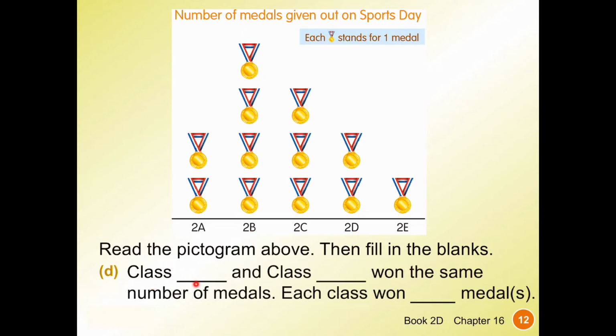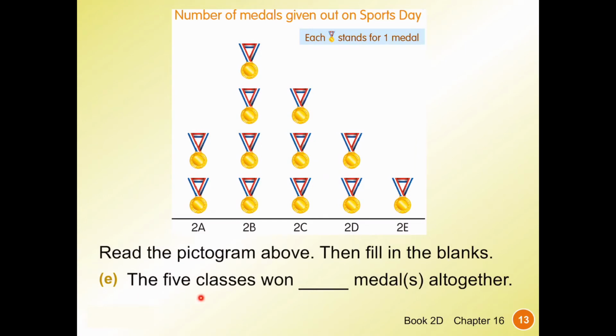Part D, class blank and class blank won the same number of medals. Each class won how many medals? When we look at the pictogram, we look at the height of the pictures on top of one another. To find the classes that have the same number of medals, they would have the same height. So here, 2A and 2D, when the pictures are on top of one another, they have the same height. And by counting the number of pictures, we know that both classes won 2 medals.